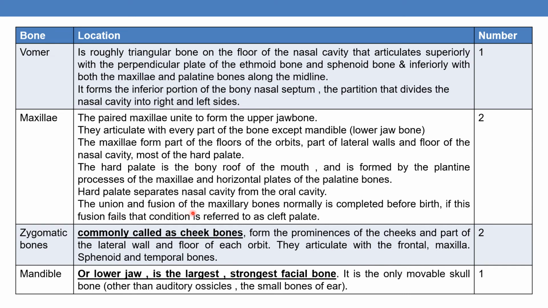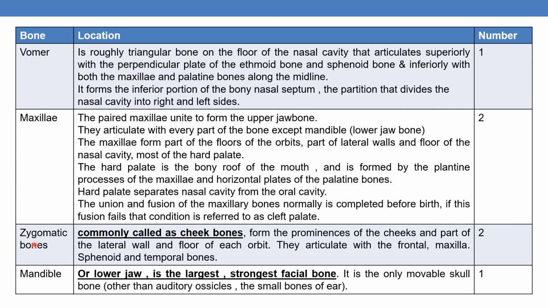The union and fusion of maxillary bones is normally completed before birth. If this fusion fails, that condition is called cleft palate.